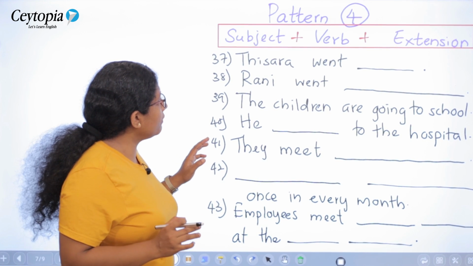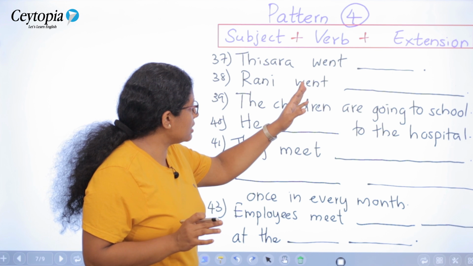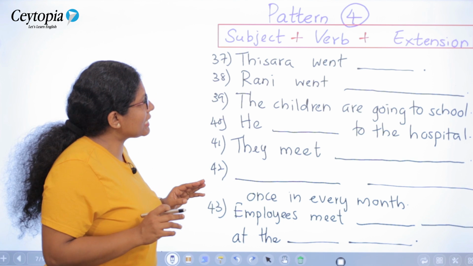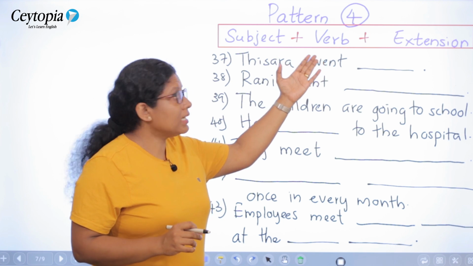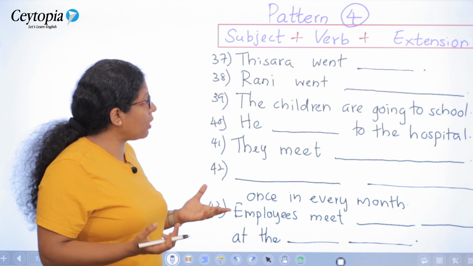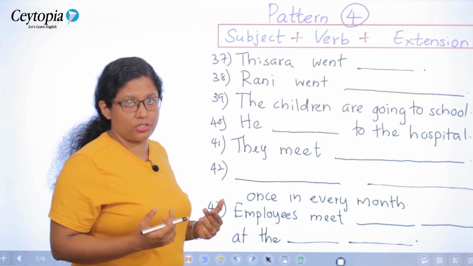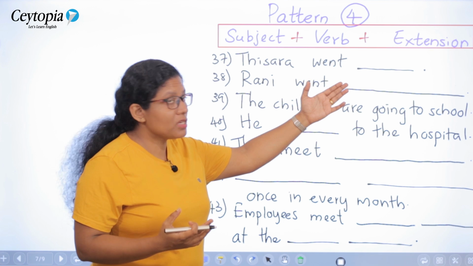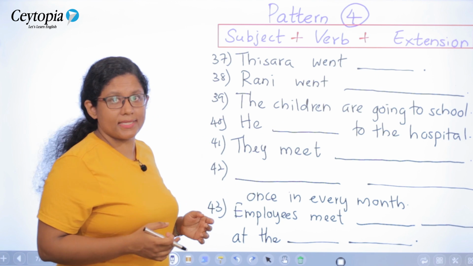This time again you have 3 components. As usual, the first one is the subject, second one is the verb, and you have an extension at the end. What kind of an extension is this? This extension qualifies the verb. It gives further information about the time of the action and the place of the action. Therefore, you usually use adverbs of time and place as extensions to your sentences.